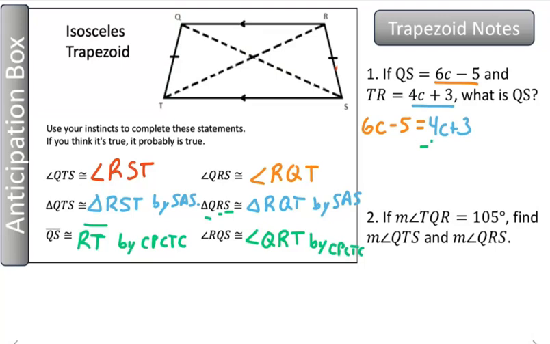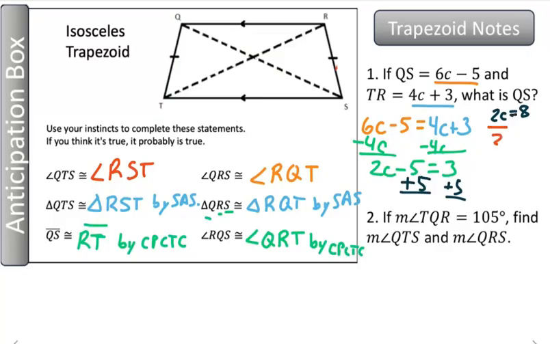All right, let's get the variables together on one side. So let's subtract 4c from each side. We get 2c minus 5 equals 3. And then we'll solve this two-step equation by adding 5. There's the 8. And so 2c equals 8, divided by 2, and so c is 4.